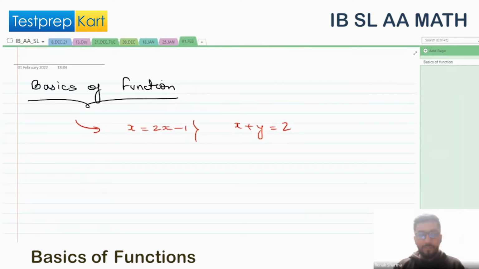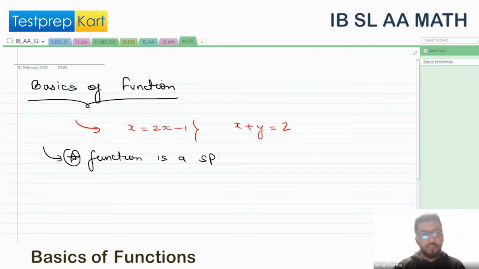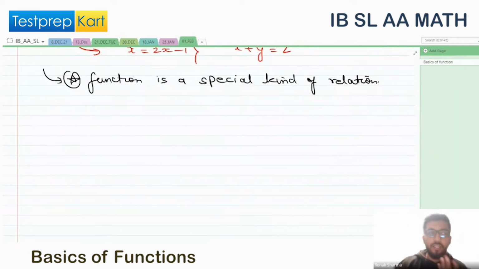But what actually a function is, if I simply tell you in terms of relation only, a function is nothing but a special kind of relation. Now sir, what special kind of relation? Basically, I've just told you that a relation can be of any type. But the thing is that a function is a special kind of relation. But what exactly is a function?